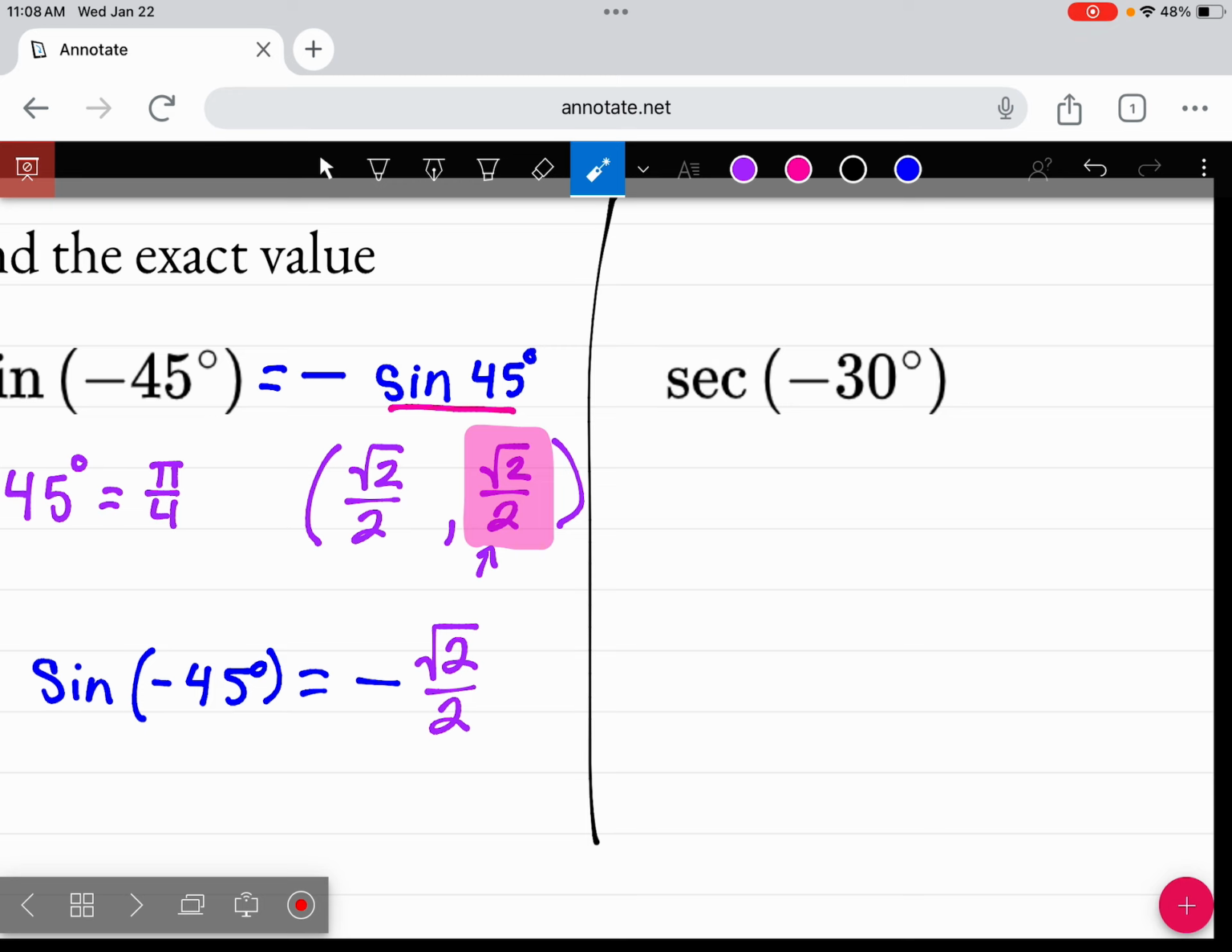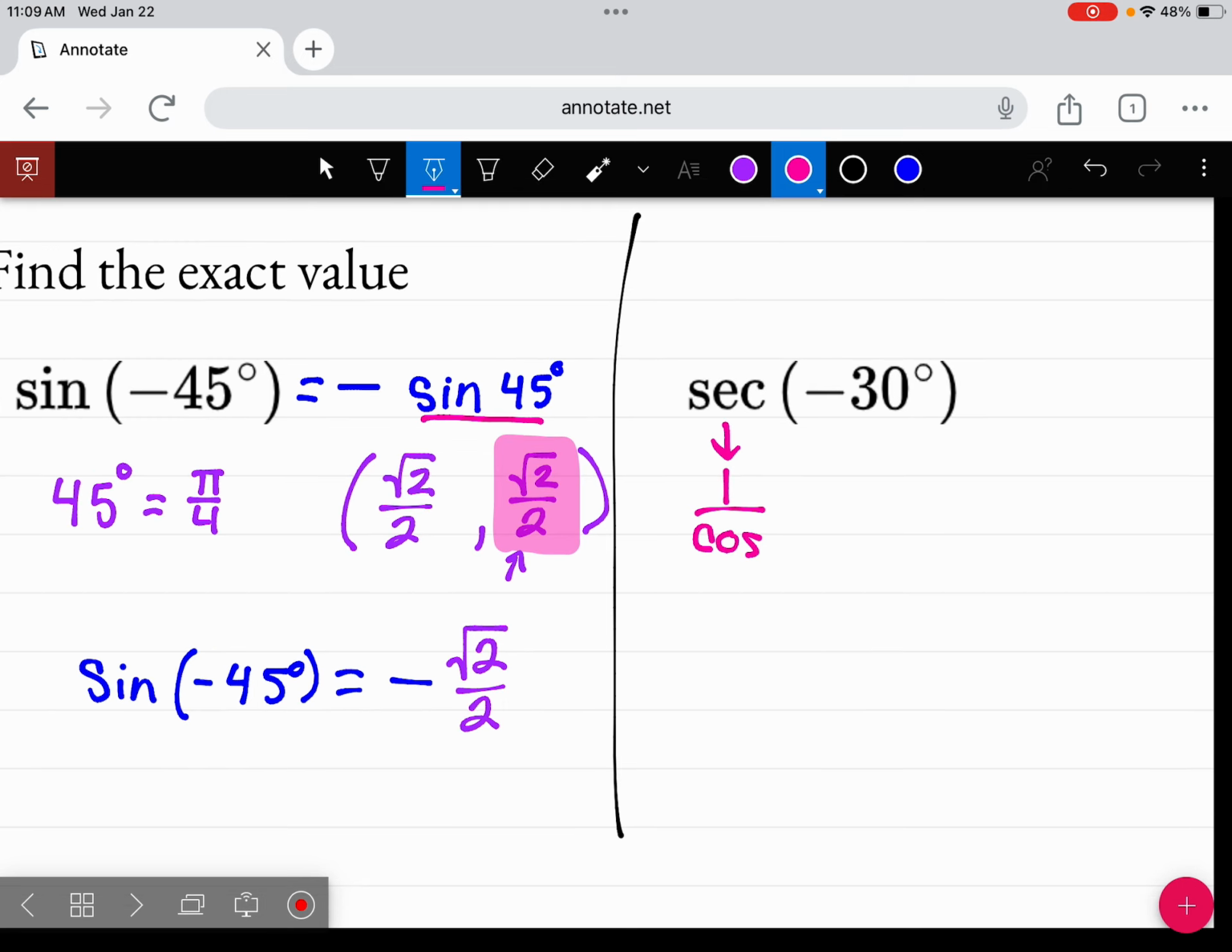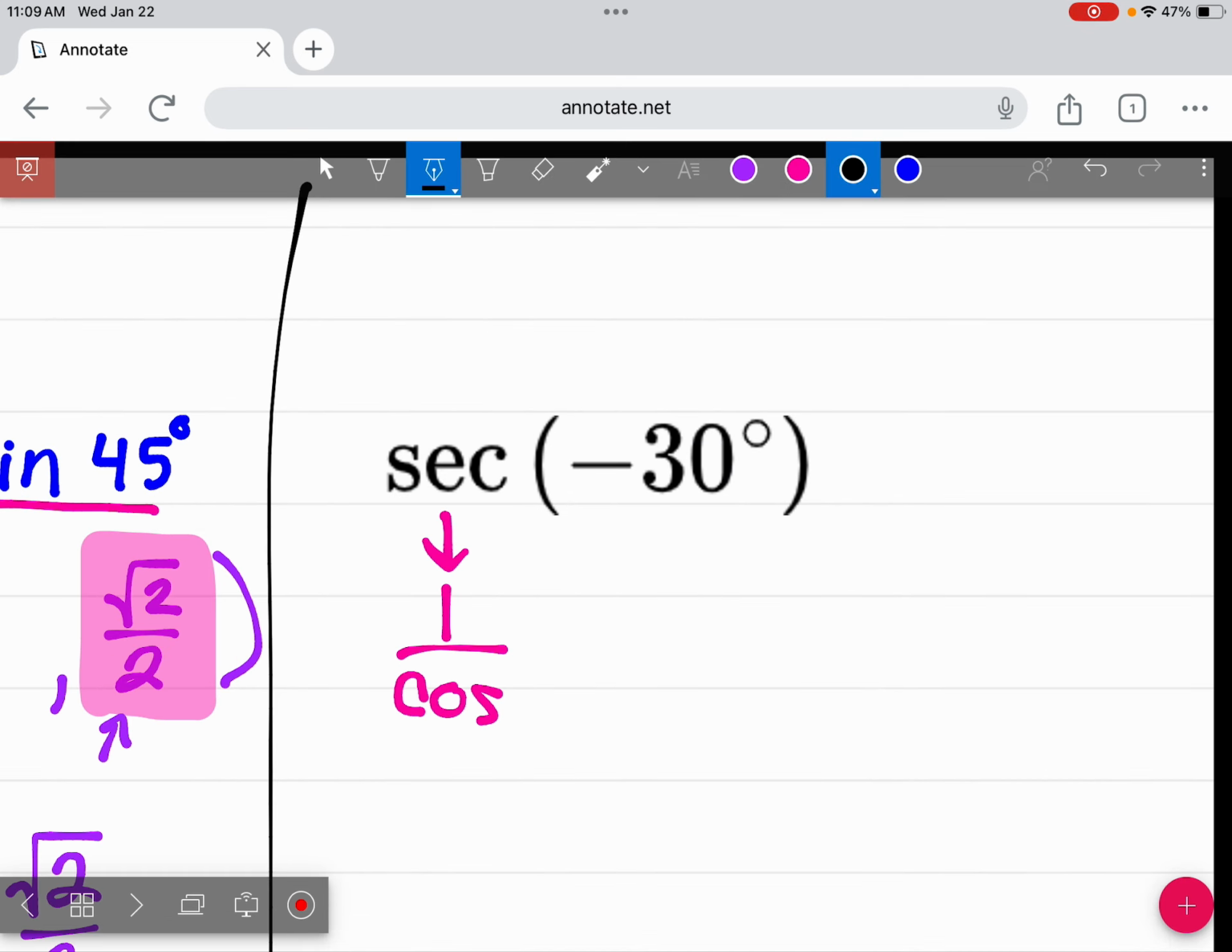So secant is based off of which one? Yeah, secant, that's a reciprocal of cosine, right? 1 over cosine. So cosines don't change signs. That means we know that secant of negative 30 is going to be the exact same as secant of 30.